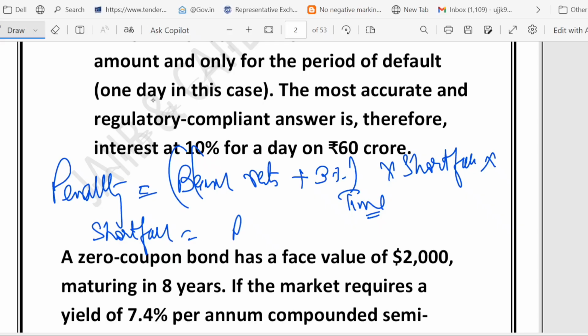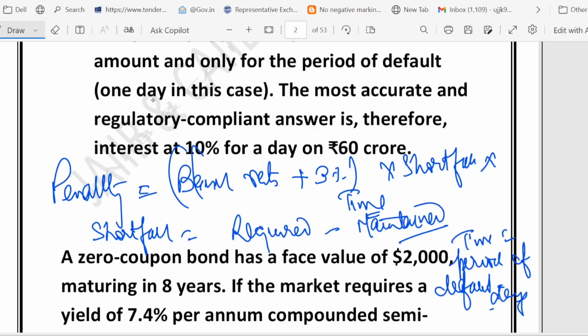And what is the time here? Time is the period of default, right? Time is the period of default. How to find the time? Very simple. Just divide days by 365. That will give you the time. I hope this is crystal clear now. Now friends, let's see the next question.